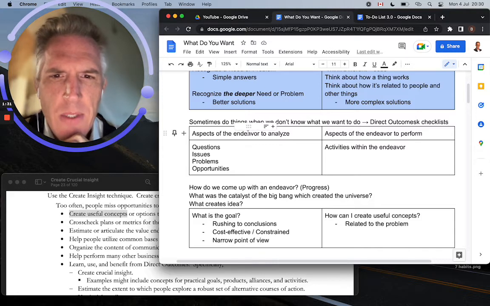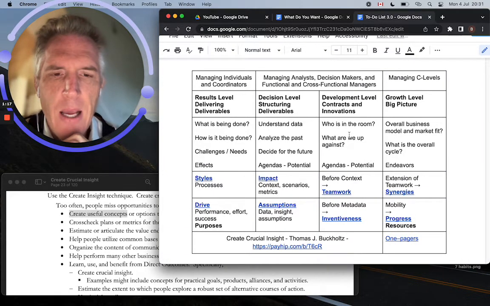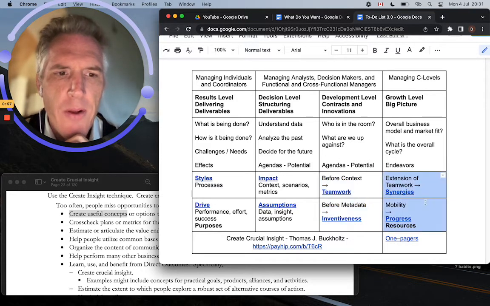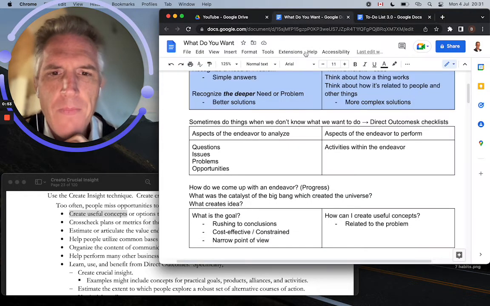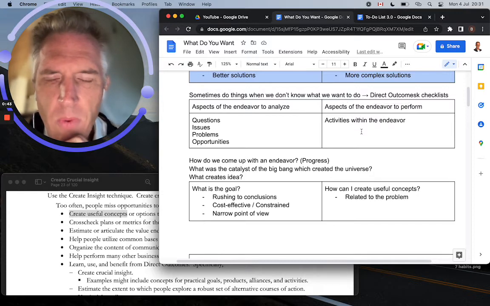Now the second way here, sometimes people do things when they don't know what they want to do. Now I use these direct outcomes in order to do that. So I often go through with managers and I try to figure out, like, what level of management they're at, because often the level of management, if they're managing coordinators and individuals, they're looking for performance type endeavors. If they're an analyst or decision maker, then they're talking about decision-making type endeavors. If they're a functional manager, then they're looking at, like, structuring and innovativeness. And if they're a CEO, then they're looking more at, like, synergies, overall progress. Now from here, so then when you start to think about what the problem is, you can then talk about aspects of an endeavor to analyze, aspects to perform.